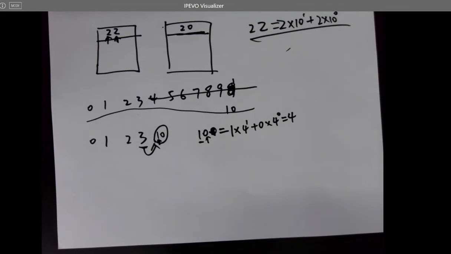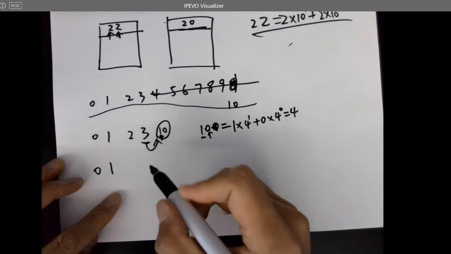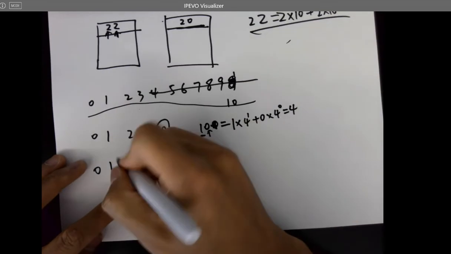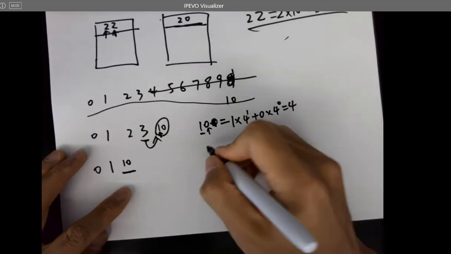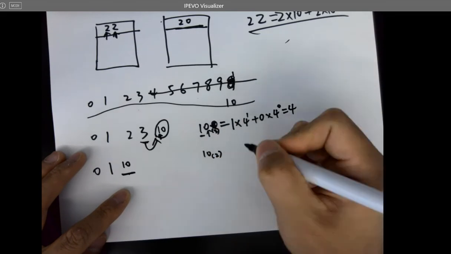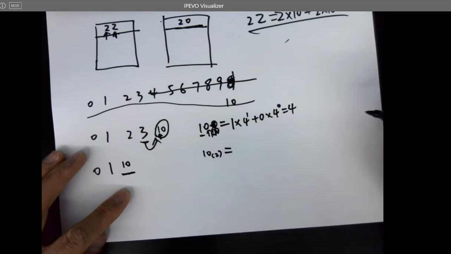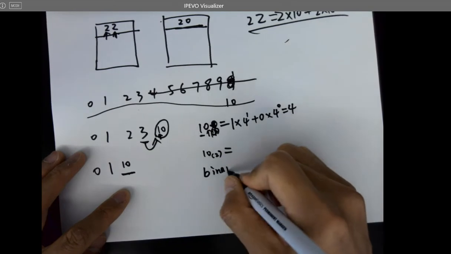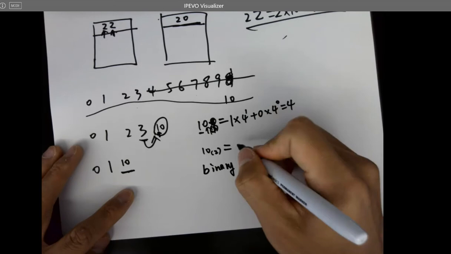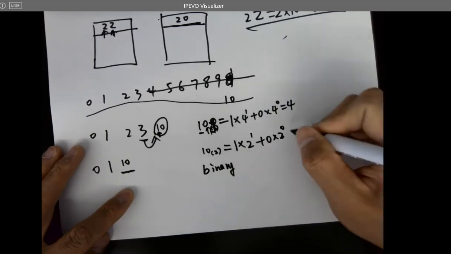And if we do not even have 2 and 3, it's going to stop at 1. So what is 2 going to be? 1, 0 as well. And how do you expand it? So this is a 3-based number system, and this is a 2-based. Oh, this is 4-based, sorry, 4-based. This is 2-based, which is called binary. How to expand it? It's going to be 1 times 2 to the first plus 0 times 2 to the zeroth. It's going to be 2.